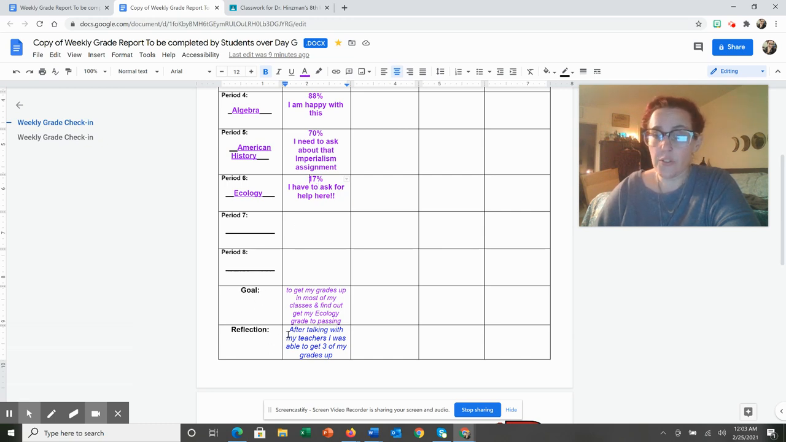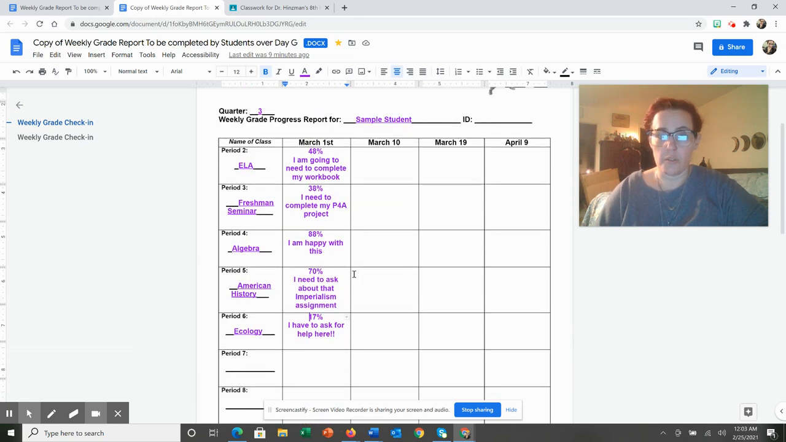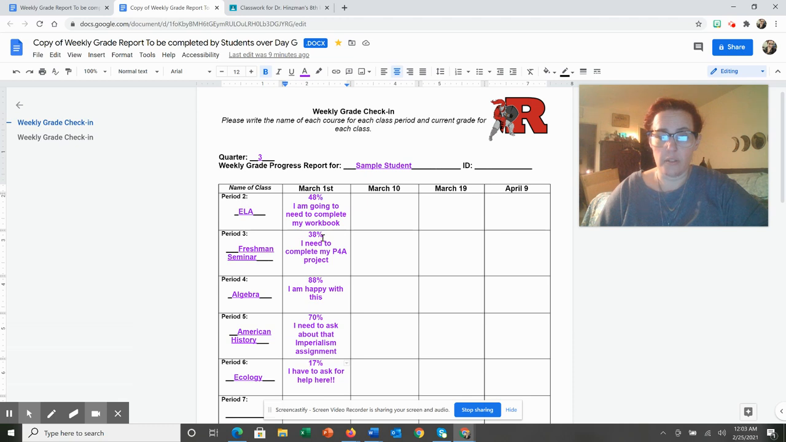Then after day G, or at the end of day G, once you've gone through periods 2 through 8, that's when you would fill out the reflection. So after talking with my teachers, I was able to get 3 of my grades up. So notice that we had 1, 2, 3 classes that were failing classes. Those are the 3 that we would assume that the student was talking about.